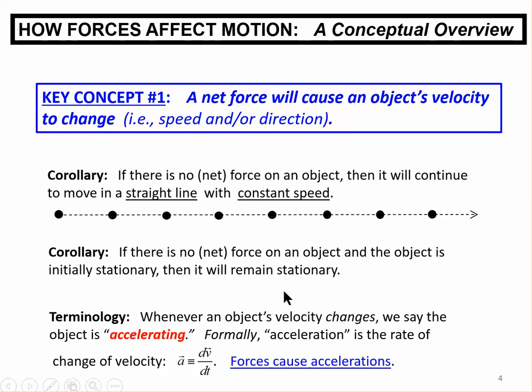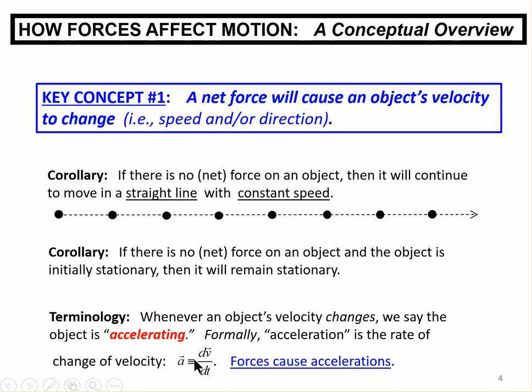A little bit of terminology. Anytime an object's velocity changes, we say that the object is accelerating. Formally, we define acceleration to be the rate of change of velocity. So if you're taking a calculus-based physics class, we can write this as the acceleration vector is equal to the rate of change of the velocity. This is what we mean by the acceleration is the rate of change of velocity. Mathematically, it's the derivative of the velocity.